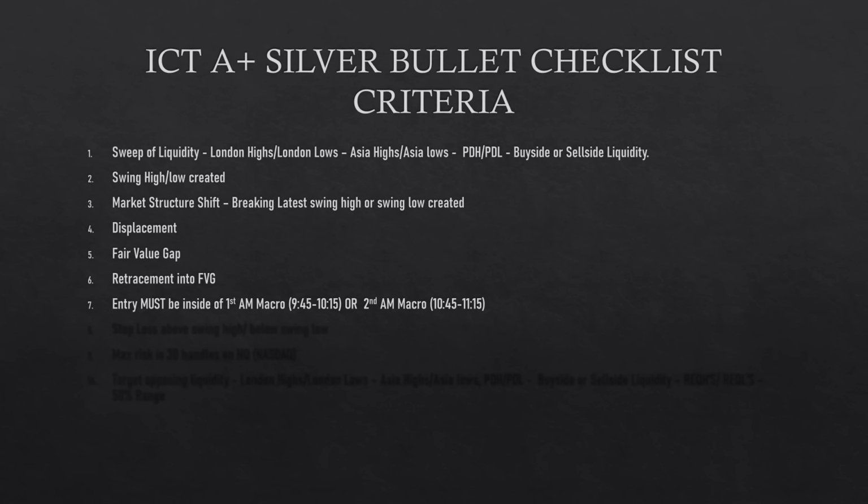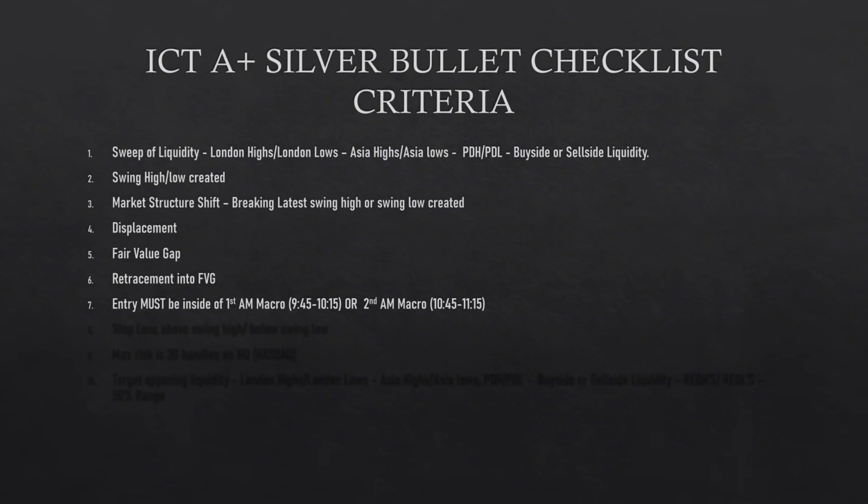Now, checkpoint number 7, our entry must be inside of the first AM macro, which is from 9:45 to 10:15, or the second AM macro from 10:45 to 11:15. This step is very important as within these time periods, there is a much greater probability of the trade panning out. The reason being is because there's more volatility in these time periods than there is around it.